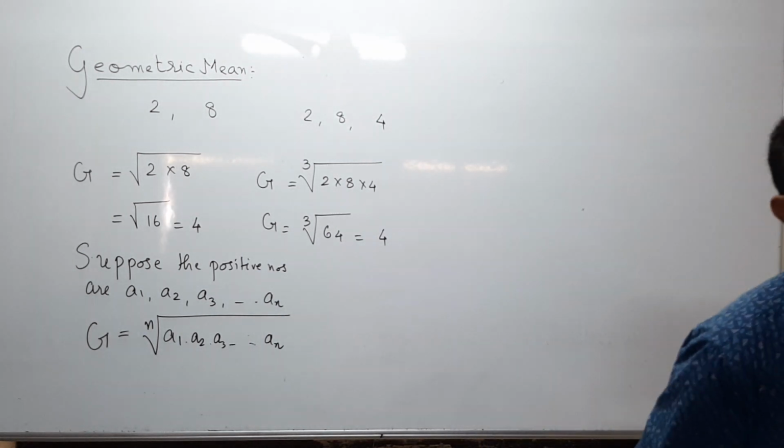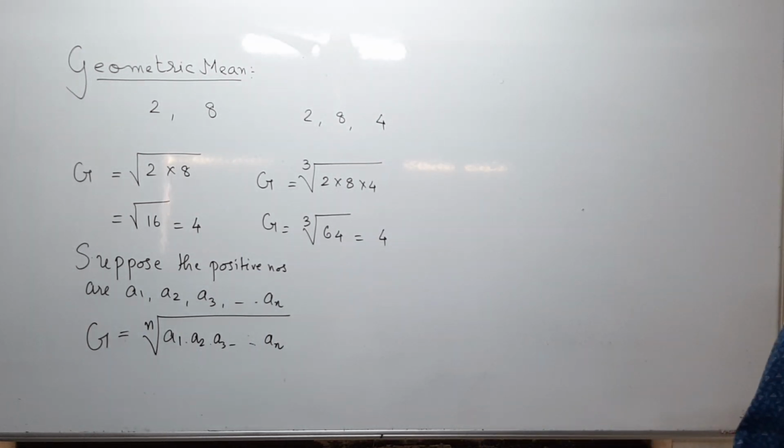In general, if I am given positive real numbers A1, A2, A3 up to AN, students, the nth root of the product of A1 to AN is defined as the geometric mean of the given n positive numbers. The symbol for geometric mean is, students, capital G.